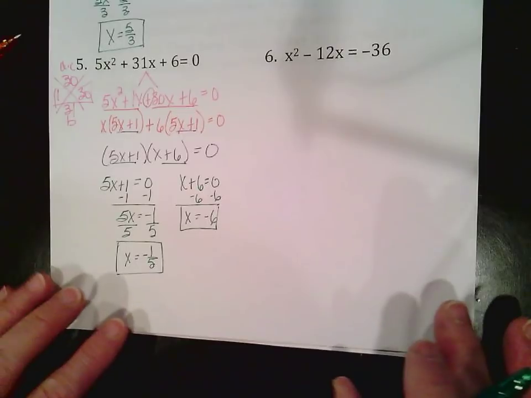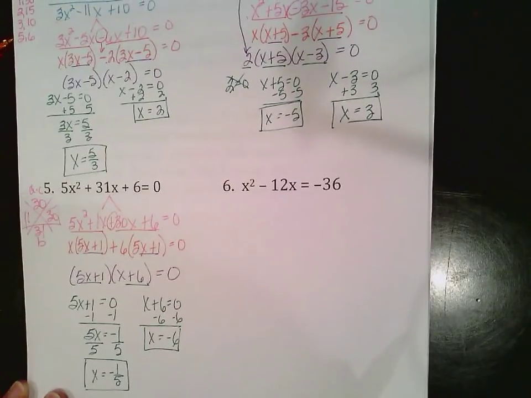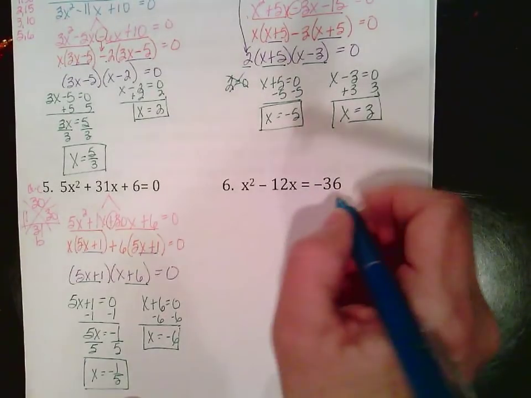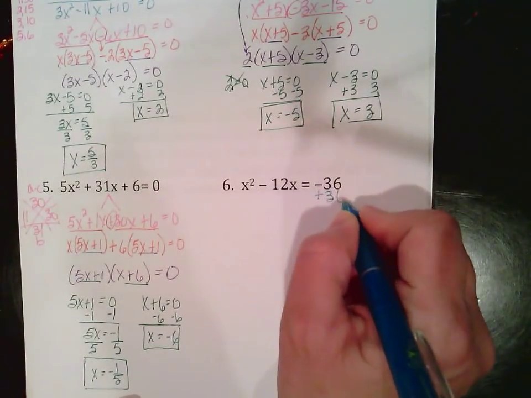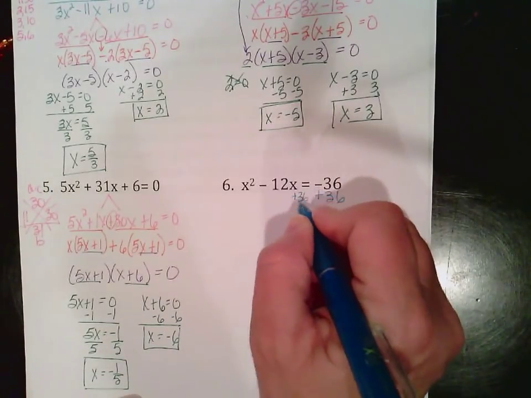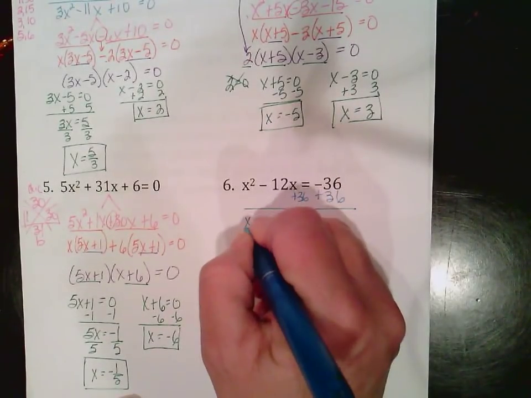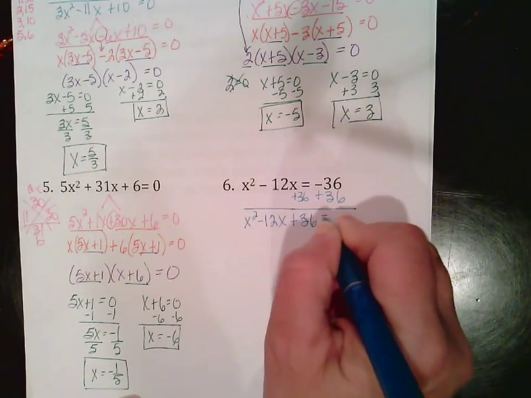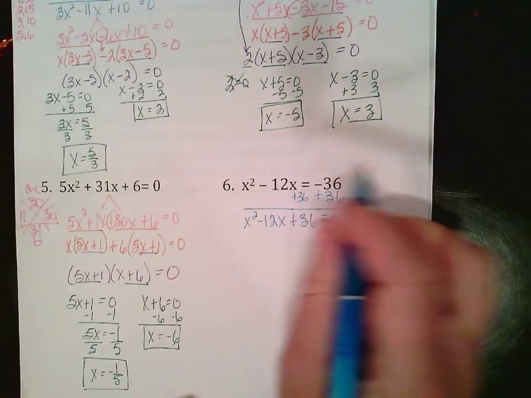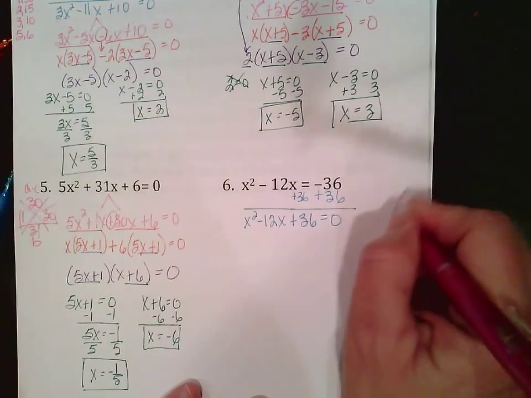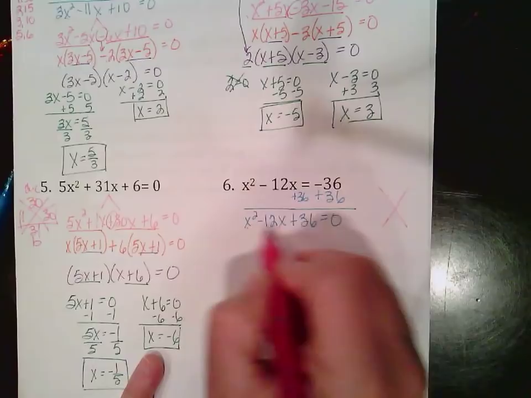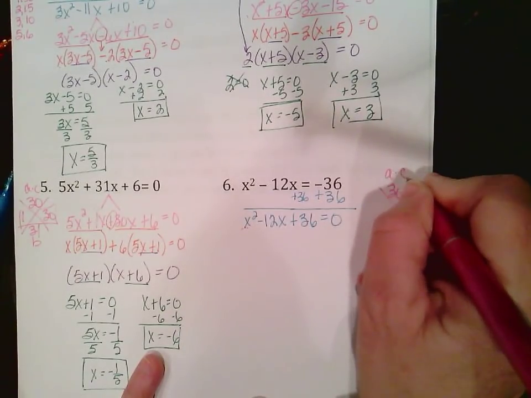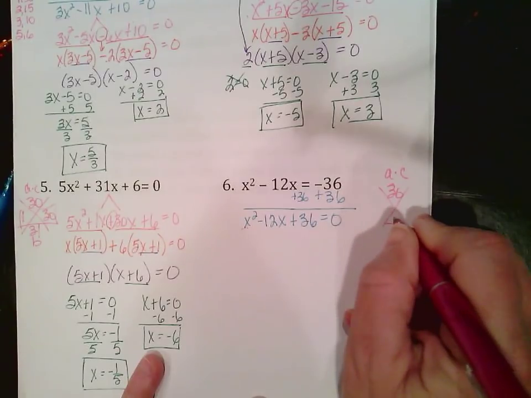Okay, we have one more that we're going to do for today. That's number 6. Always remember step 1 is to set it equal to 0. So I'm going to add 36 to both sides so I can get 0 on the right hand side here. I have x squared minus 12x plus 36 equals 0. I'm going to split the middle. 1 times 36 is 36. My b term is negative 12.